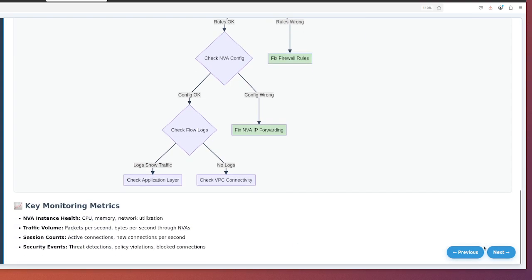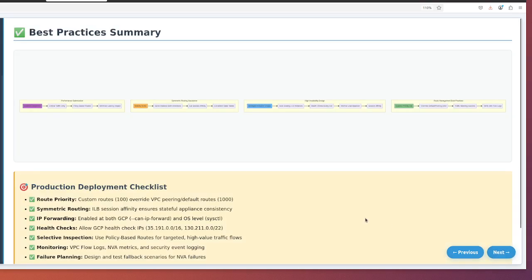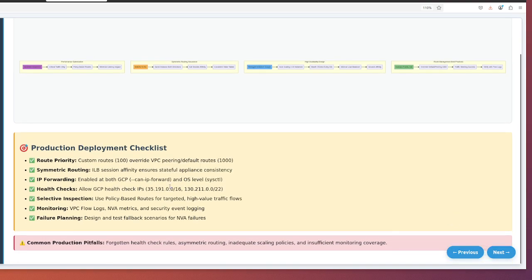Best practices for production NVIDIA deployments. Let me share the key best practices that separate successful production NVIDIA deployments from failed proof of concepts. These practices come from real-world experience with enterprise-scale deployments.